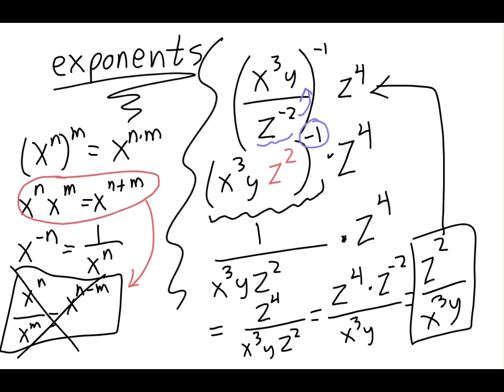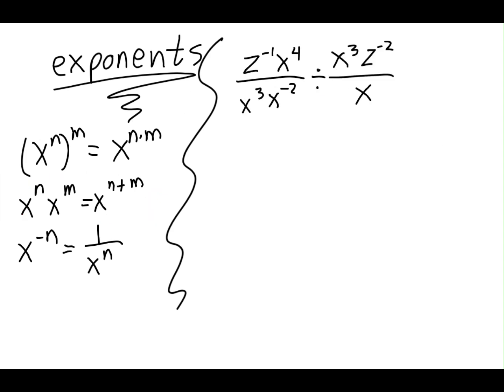I do have one more example, so let's do that. So now it's getting a little more complicated. We have z to the negative 1, x to the 4th over x cubed, x to the negative 2. And that's going to be divided by x cubed, z to the negative 2 over x.